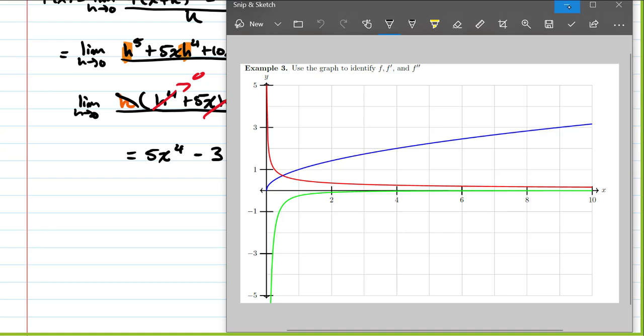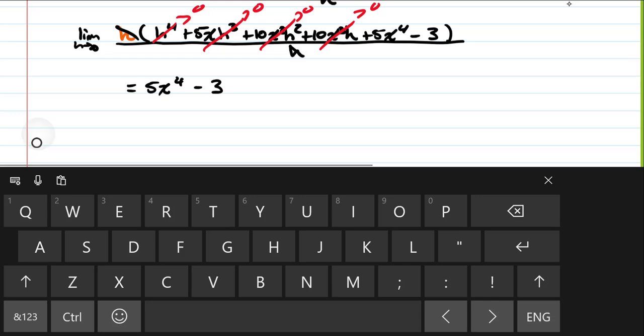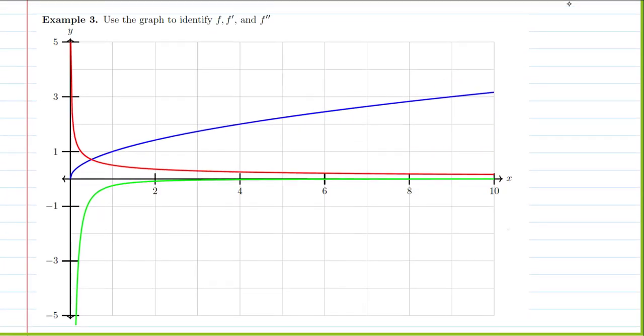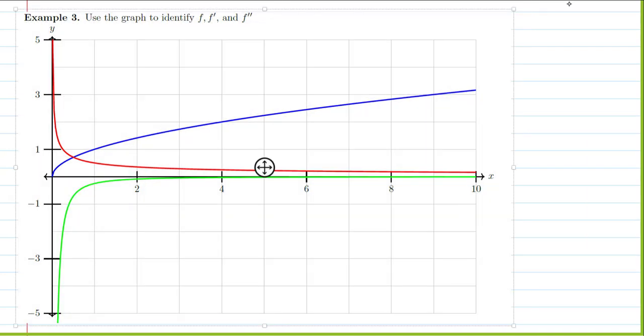All right, so we're going to switch to a more geometric interpretation of what we've been doing. So example 3 says, use the graph to identify f, f prime, and f double prime. So what did we say the key idea is? What is it that f prime represents? The slope of f. And f double prime would represent what? The slope of f prime, right?